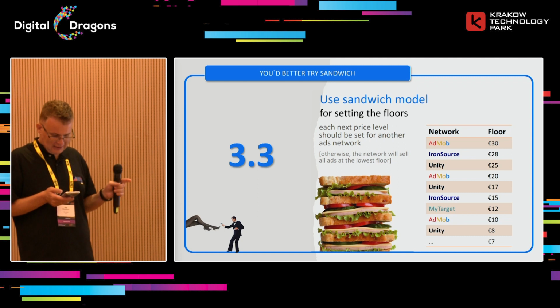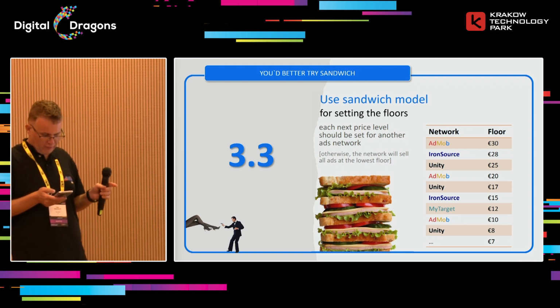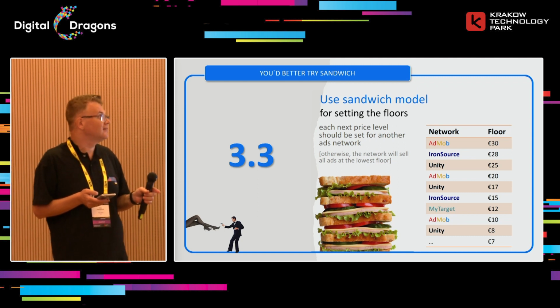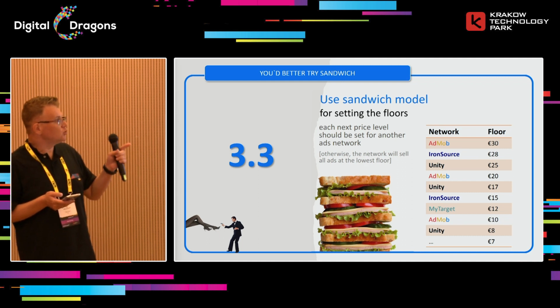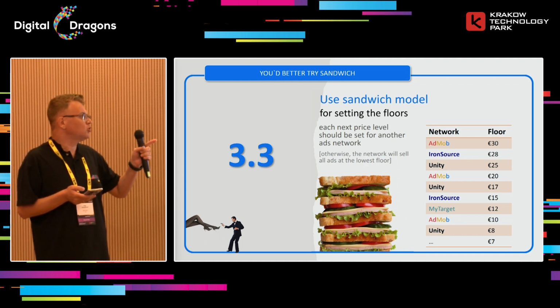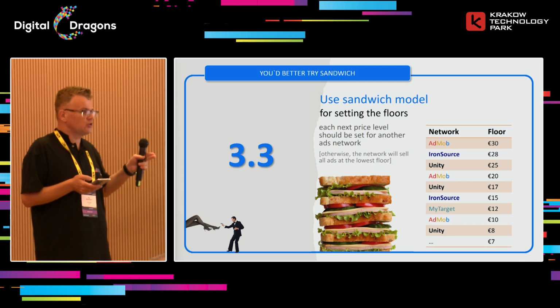In this example, we can see what the optimum waterfall should look like. I would like to say that here are not all the networks. Some other networks are in bidding.